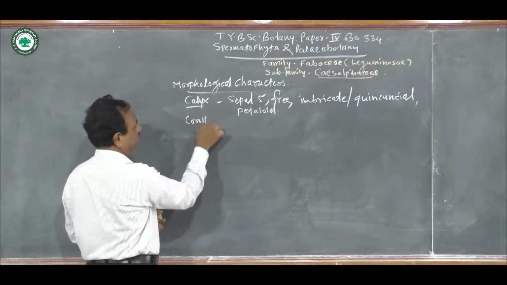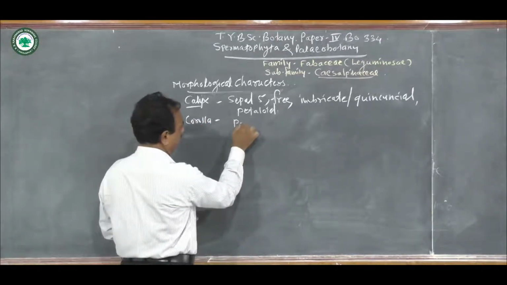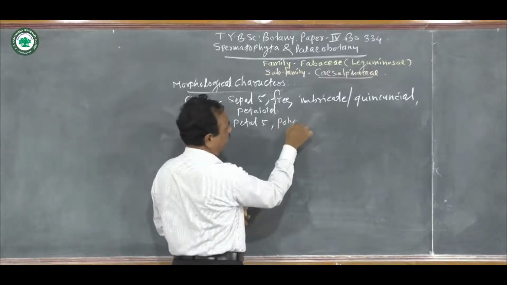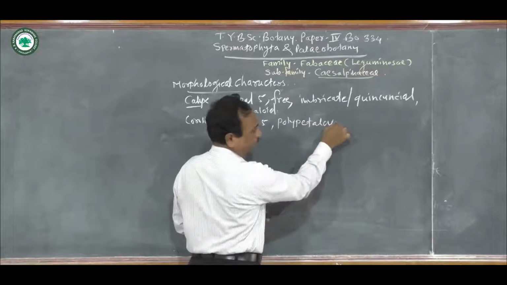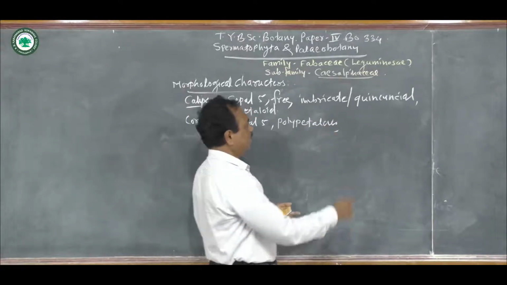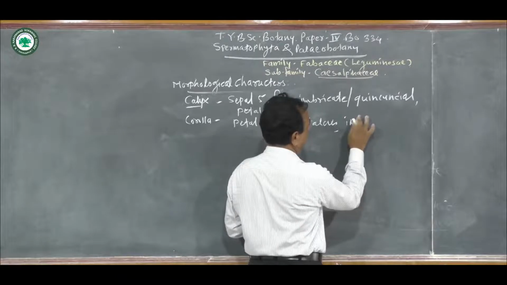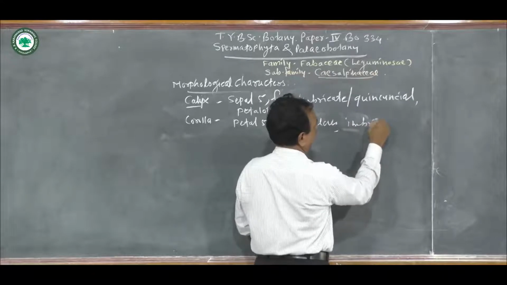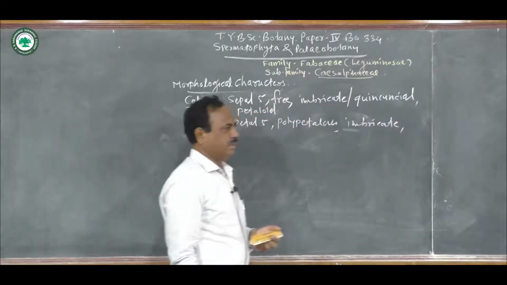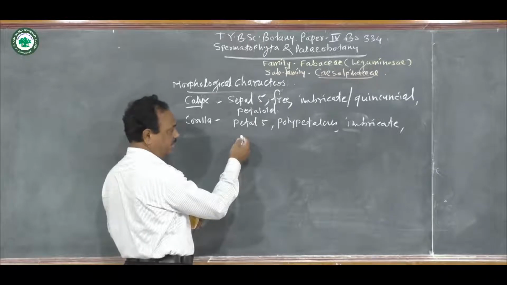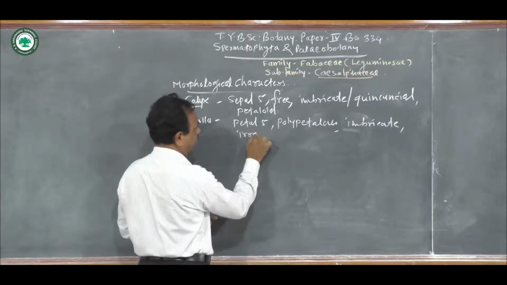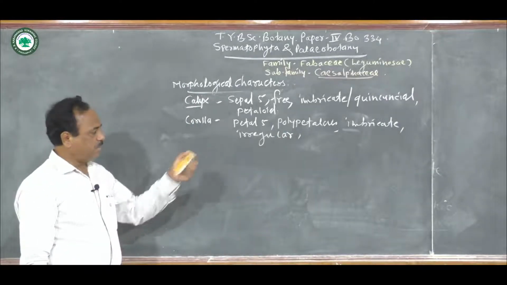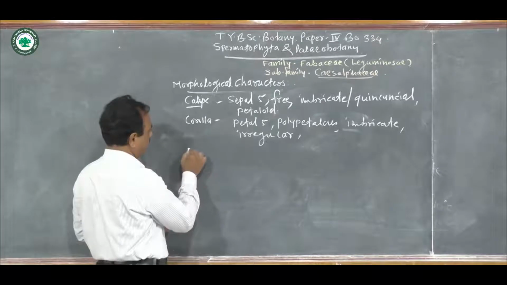If you see the corolla, it shows the presence of 5 petals. They are also free, showing the polypetalous condition. They are present in imbricate type of aestivation. Here the petals are irregular in size and shape, and that's why the flower becomes zygomorphic.